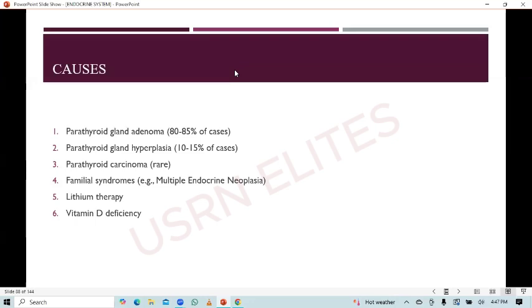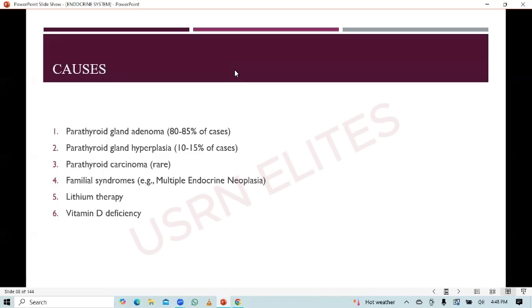Then we have the fourth: the familial syndromes, an example of which is multiple endocrine neoplasia. Anytime you hear multiple endocrine neoplasia, it is simple. It is simply a situation whereby most of the endocrine glands are suffering from cancer. When you hear neoplasia, the word comes from neoplasm, and neoplasm is related to cancer.